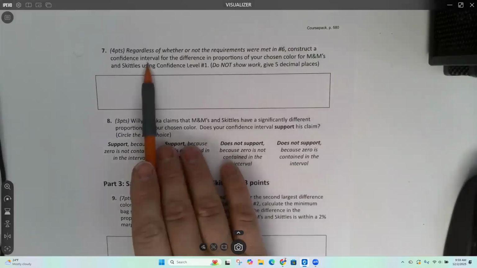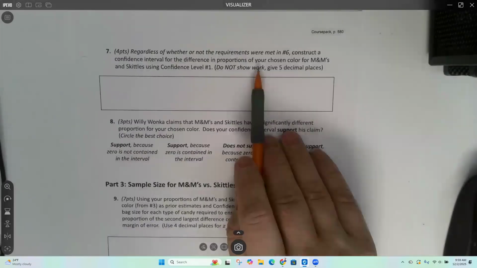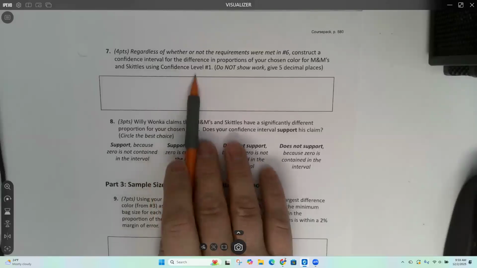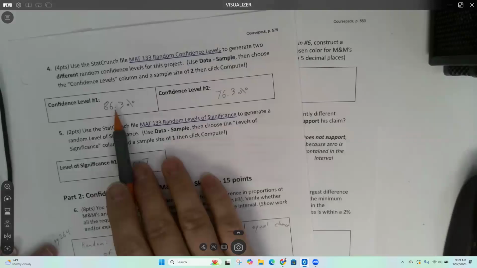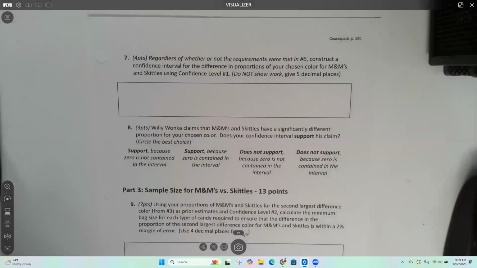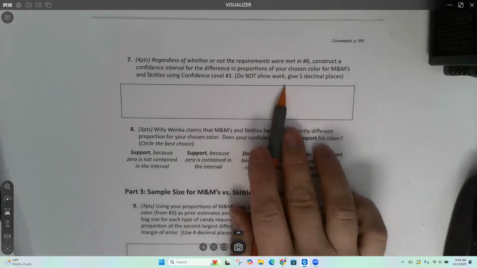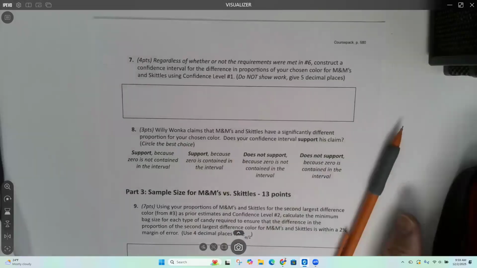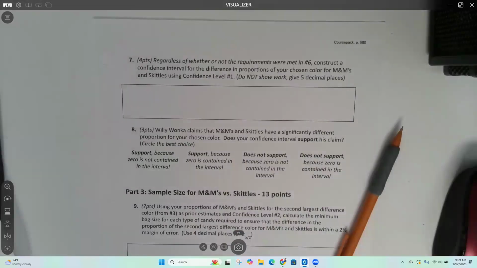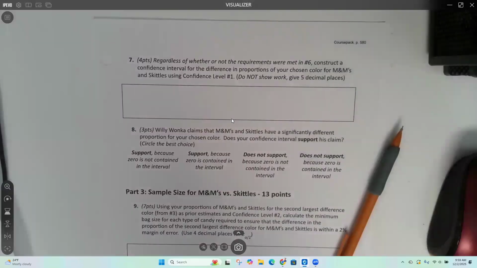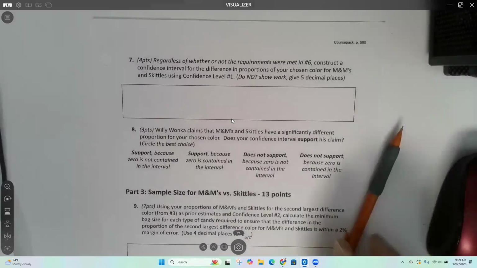Construct a confidence interval for the difference in proportions of your chosen color for M&Ms and Skittles using confidence level number one. My confidence level number one was 86.3%. Okay, yours is going to be different. That's fine. Okay. We don't need to show our work because there's a lot of work. There's a formula, right? You substitute in, and then you have your result. But all of that, we're going to skip over and we're just going to do it in StatCrunch, okay?